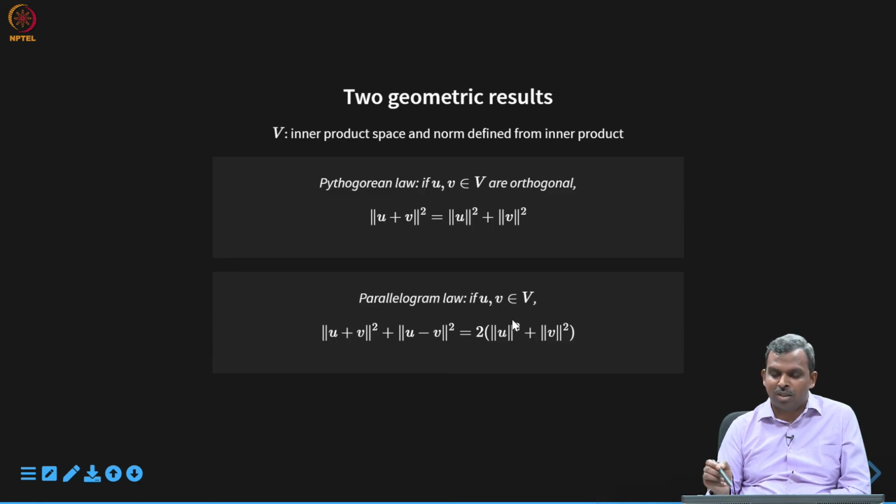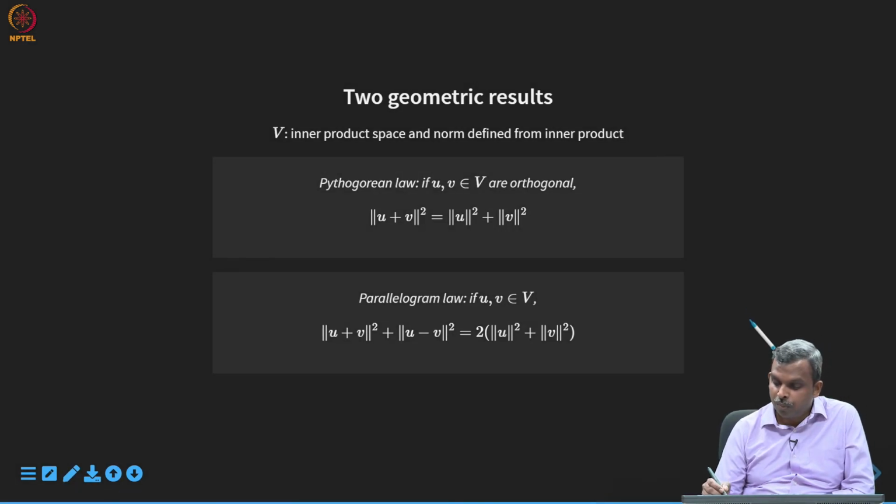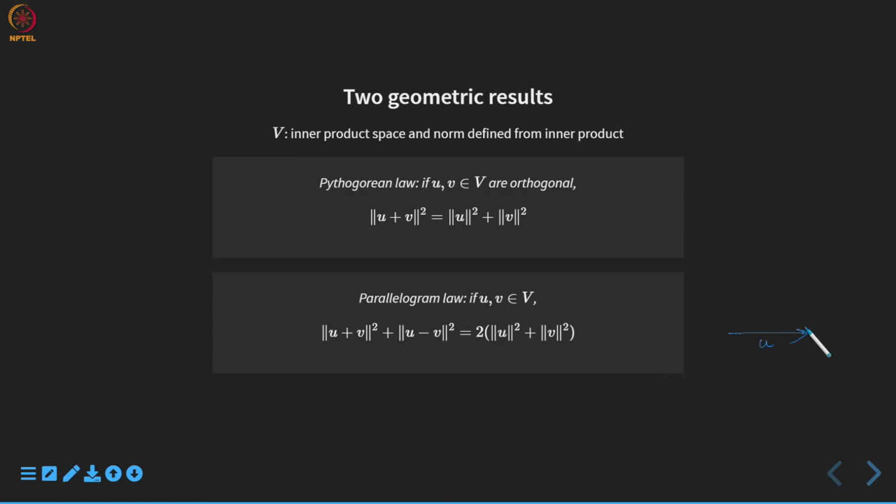This is called the parallelogram law because you can see where the parallelogram is coming from. Maybe I should just draw this picture for you. If you have u and if you have v, you can think of this parallelogram. You will have u plus v on one diagonal, u minus v on the other diagonal. You can think of u plus v being here, and then u minus v being here, or v minus u being here. So these vectors show up in the parallelogram.